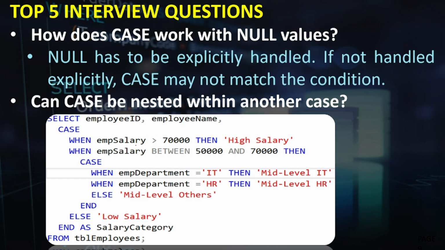So you see this example, if employee salary is greater than 70,000, then high salary. If employee salary is between 50,000 and 70,000, then we write another case when, and if the department is IT then mid-level IT, if it is HR then mid-level HR, and otherwise it is mid-level others. This way this case started here and this case ended here, and this is the else of this particular case, and this case ends here. So this way we can do a kind of nesting of cases.